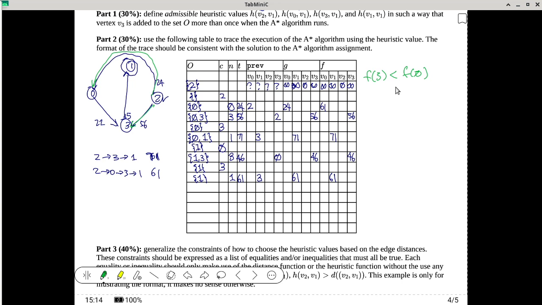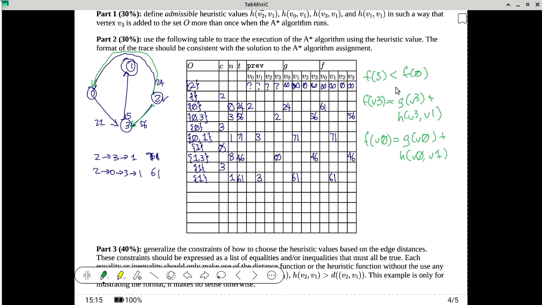Well, let's find out. When I say 3, it is V3. I'm just saving myself from writing the V. So by definition, this is G of V3 plus H of V3 to the destination. You're correct, it is the heuristic value from V3 to the destination, and the destination in this case is V1. And the other one, F of V0, is the same thing: G of V0 plus H of V0 to V1. Is that okay?